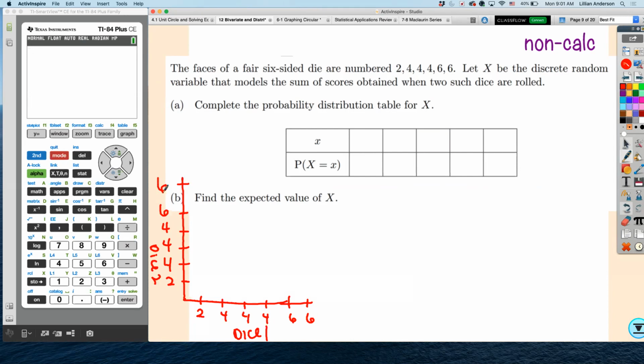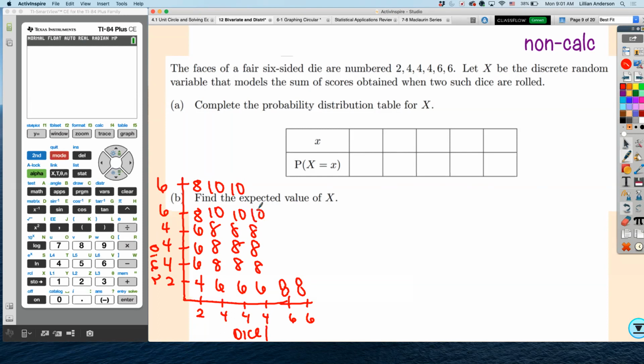If I roll a 2 on one and 2 on the other, what's my sum? 4. If I roll a 4 and then a 2, my sum is? If I roll a 6 and a 2, so then 2 and 4 would be 6. A 4 and a 4 would be, a 6 and a 4 would be, so then 6 and a 4 would be 10. A 6 and a 6 would be.